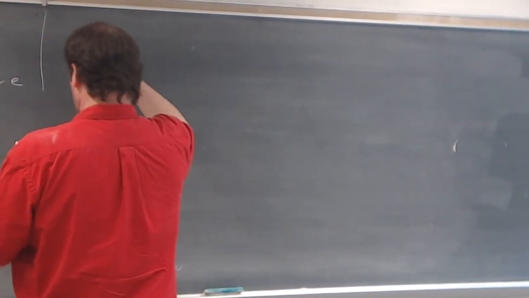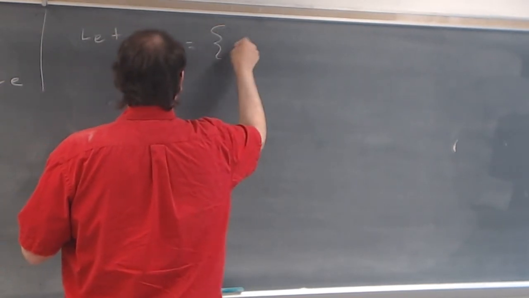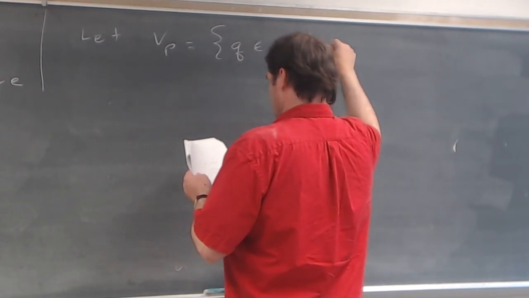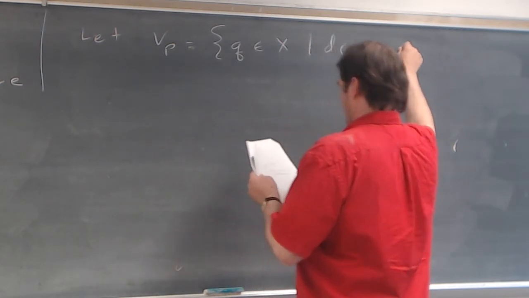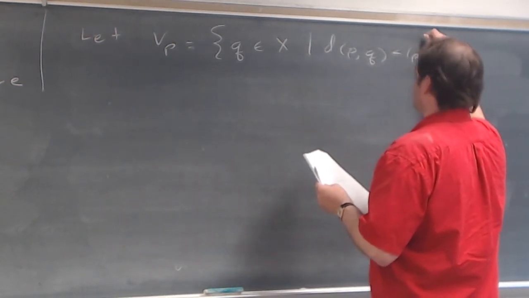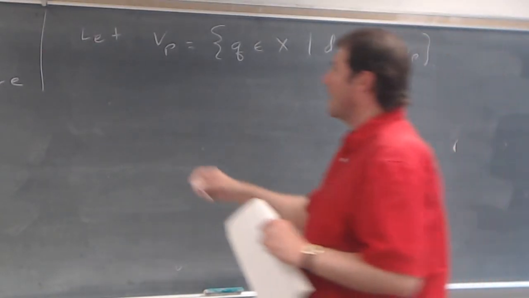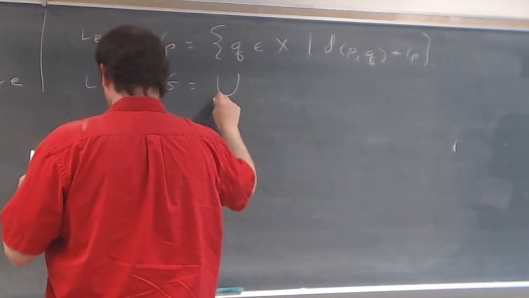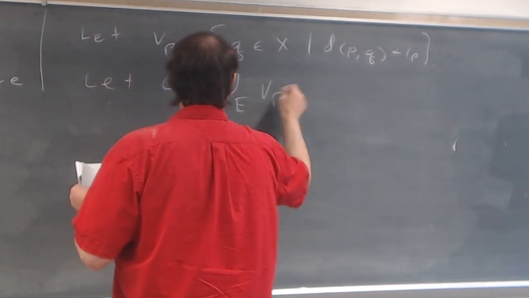Okay. So what we're going to do is let B sub P be equal to all the Q's that are in X, such that the distance between P and Q is less than R sub P. Now, we're going to let G equal the union of all the P's in E of B sub P.